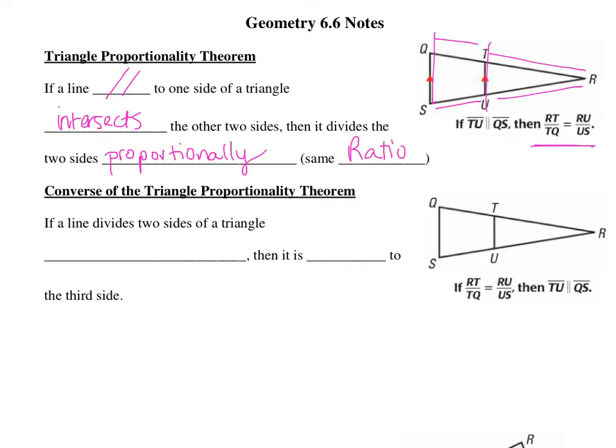So the converse, remember the converse is that we flip the order of our sentence. So if a line divides two sides of a triangle proportionally, then it is parallel to the third side. So in our picture, if we can see that our ratios are equal to each other, then we know that the two lines right there are going to be parallel to each other. Remember, parallel, we use our little parallel symbols, not the congruent symbols.